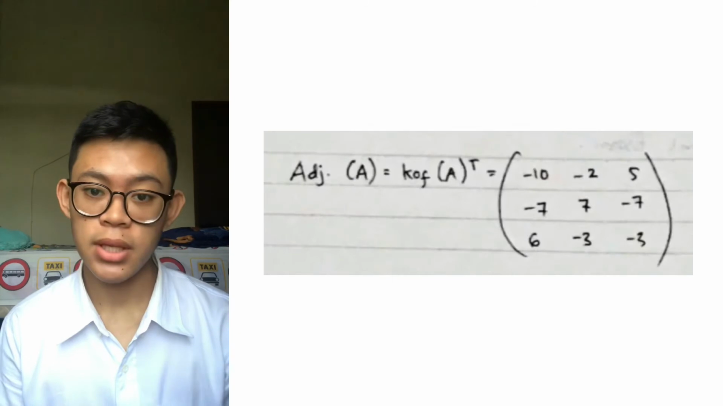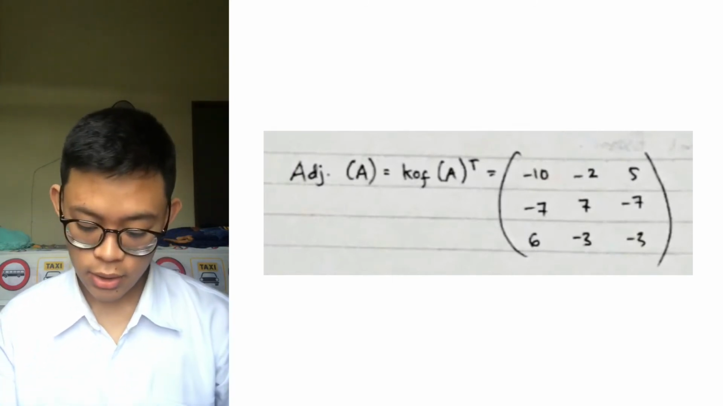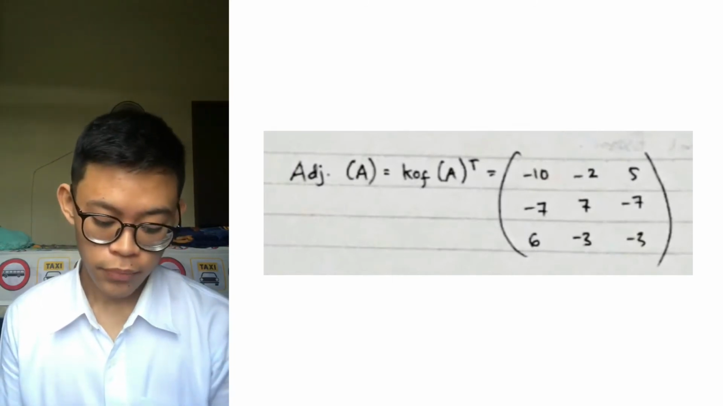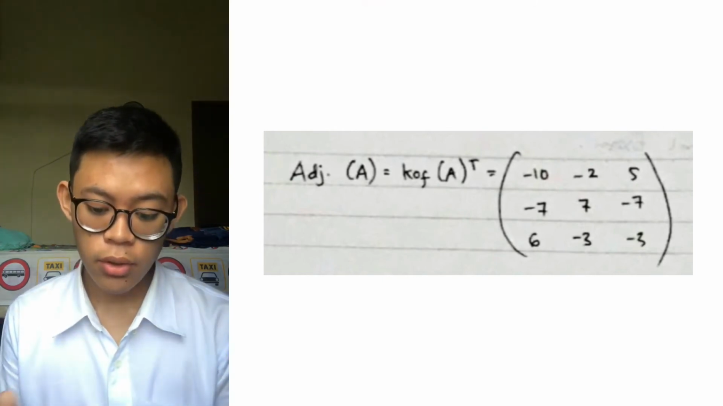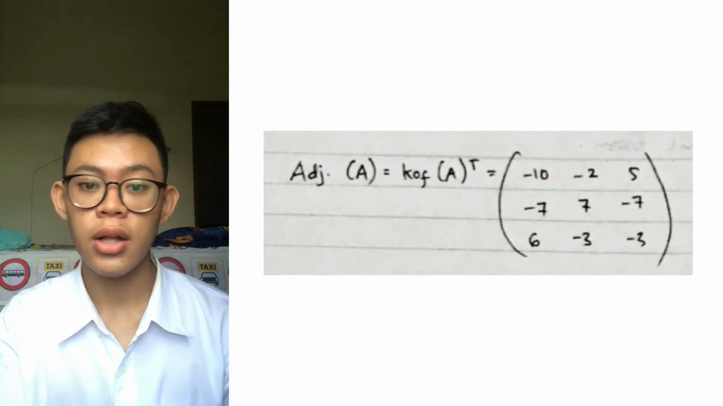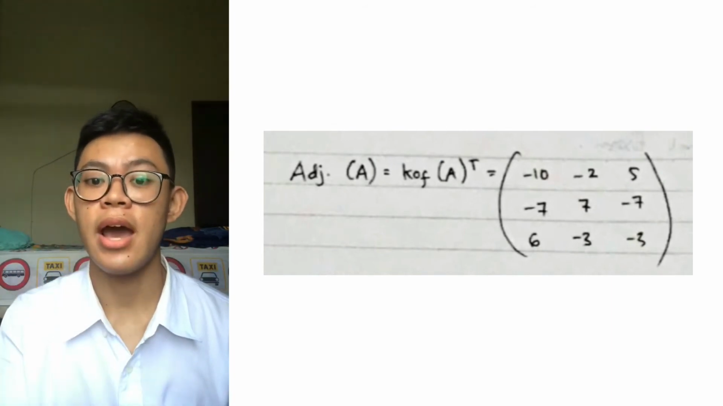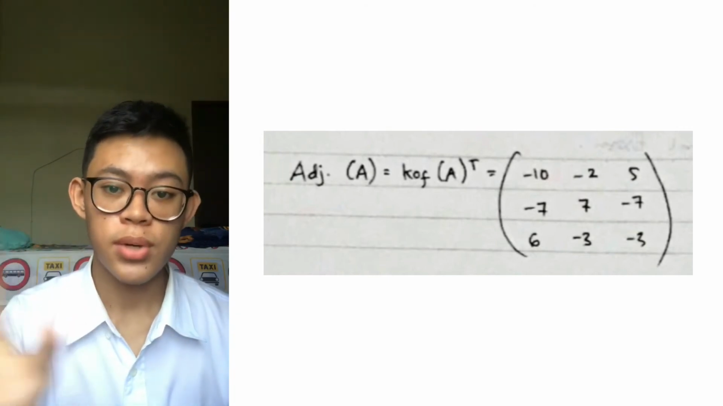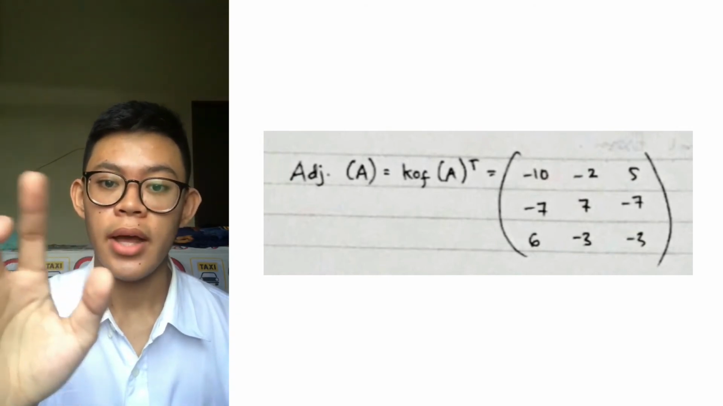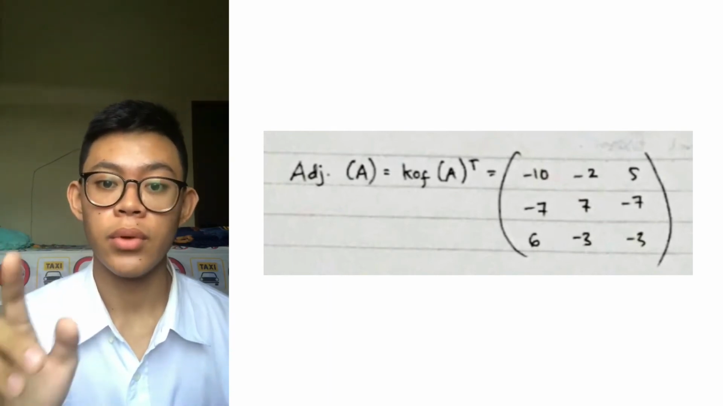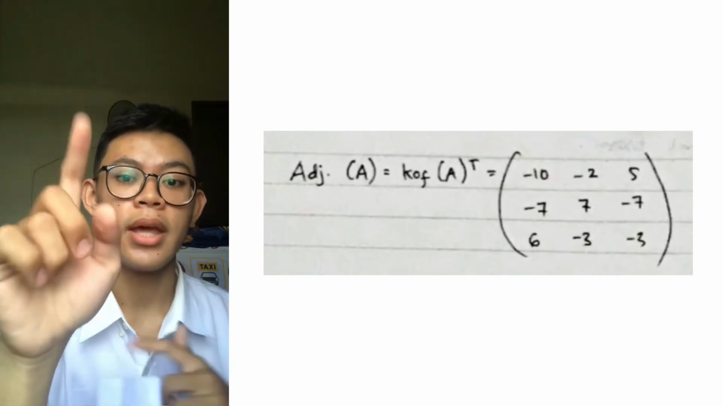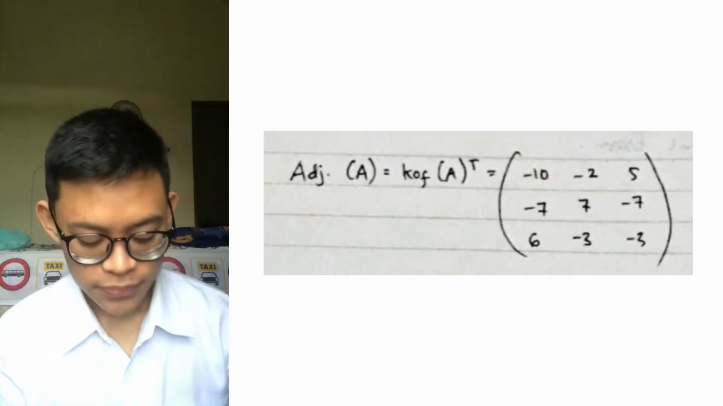After we found the cofactor A, we're going to find the adjoint A, which basically is cofactor A transpose. This means that we have to transpose the cofactor A that we just found before. How to transpose it? We're going to change the row to the column. For example, if the first row is A, B, C, and the second row is D, E, F, we switch the row to column. So ABC would not be a row anymore, it would be in the column, so it will be A, B, C, D, E, F, like that.